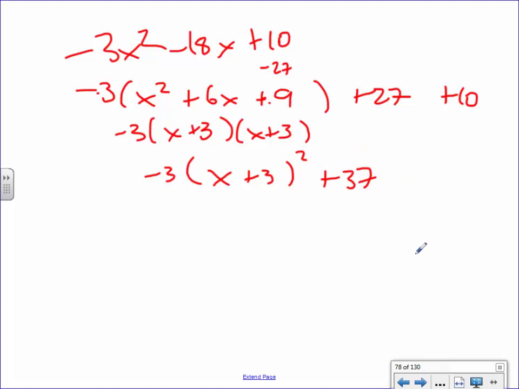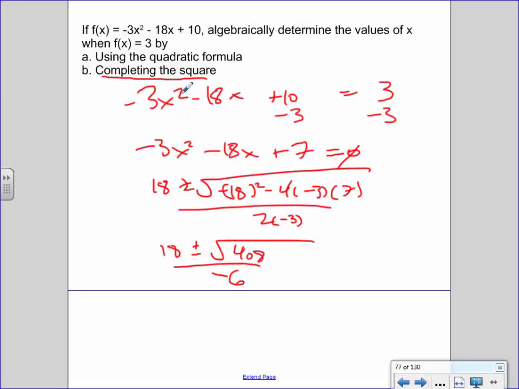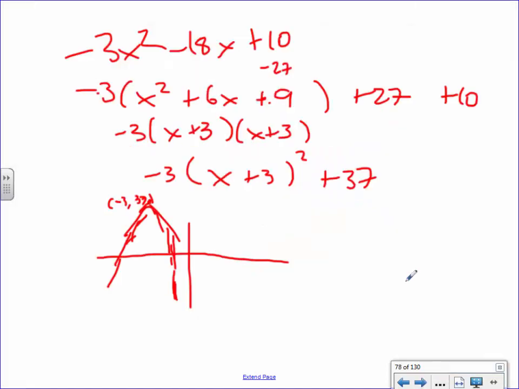Now we're in vertex form. Roughly, this is going to be a graph that's going to have a vertex at negative 3, 37, and it's going to go upside down. The negative means it's upside down. So there's my quadratic. And my question earlier was, when will this equal 3? Will it equal 3? Yeah, totally. It'll equal 3 twice over there.